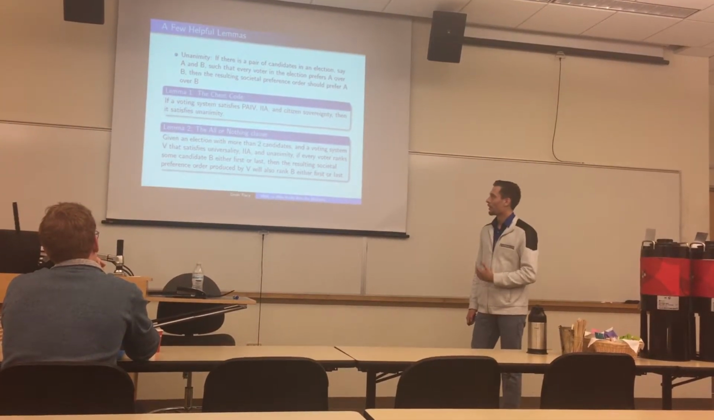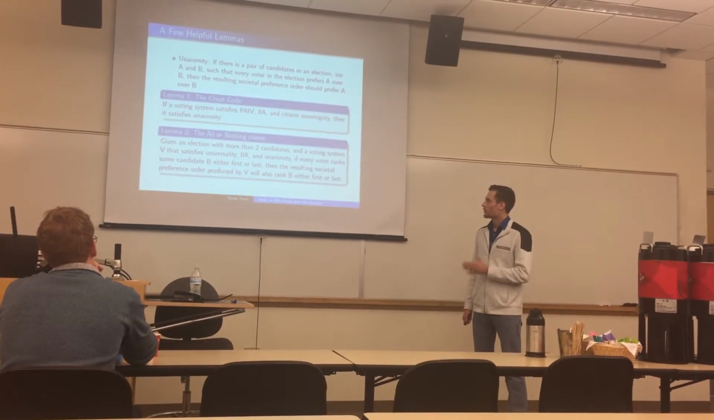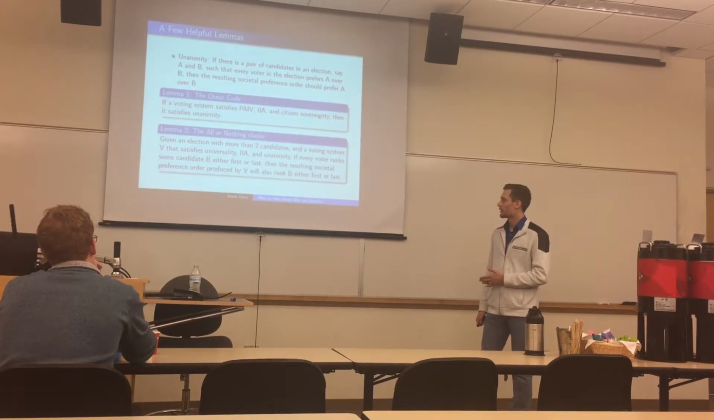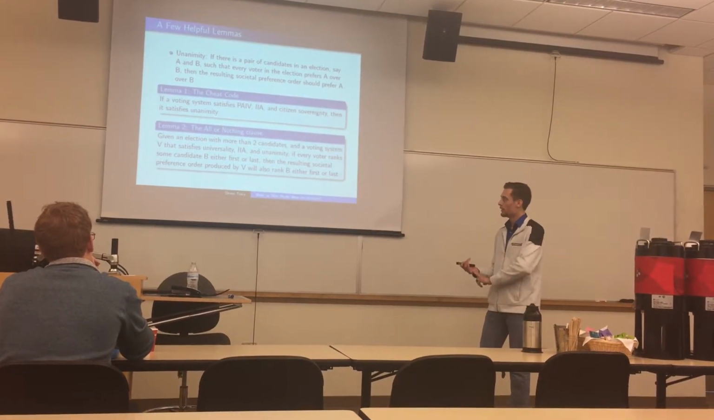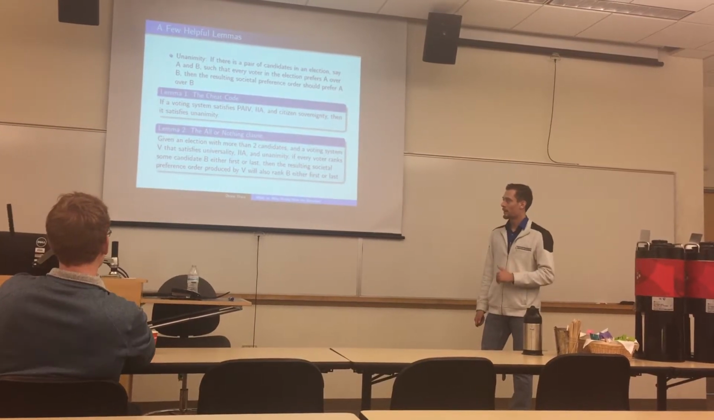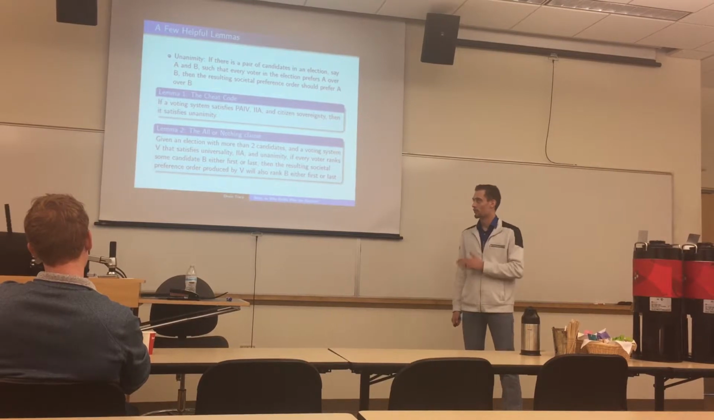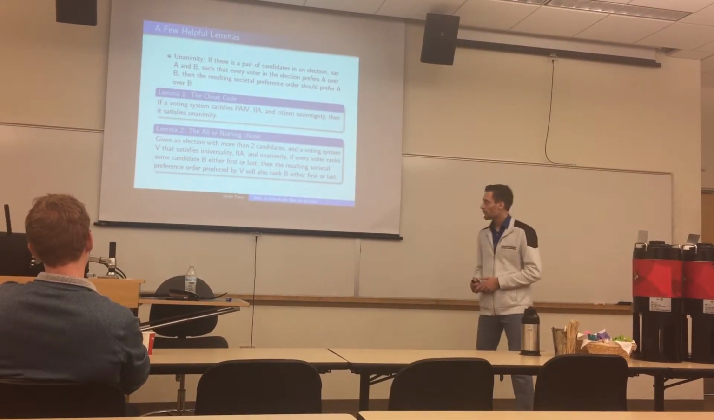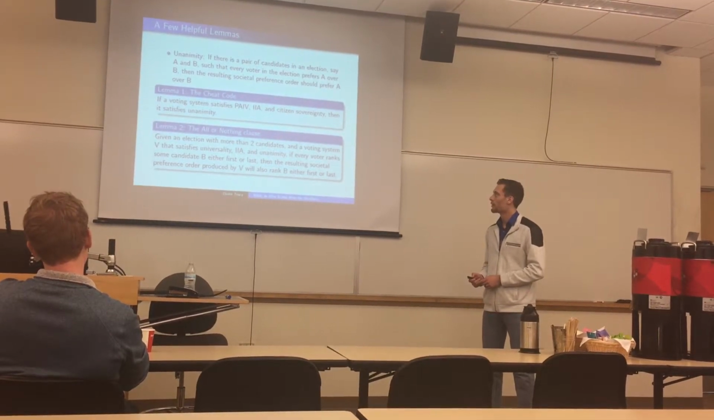The second lemma, I'm calling it the all or nothing clause. This is that in an election with more than two candidates, any voting system V that satisfies universality, IIA, and unanimity, if every voter ranks some candidate B first or last, then the resulting preference order of V should rank B first or last. This is going to be a very helpful lemma for us in proving Arrow's theorem.